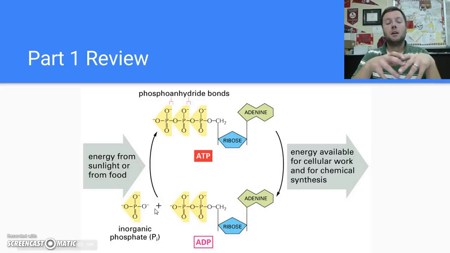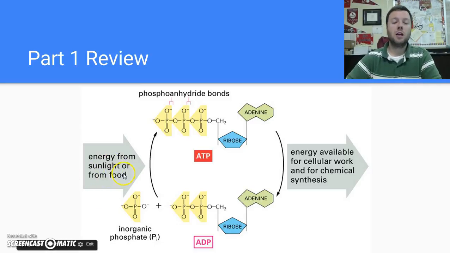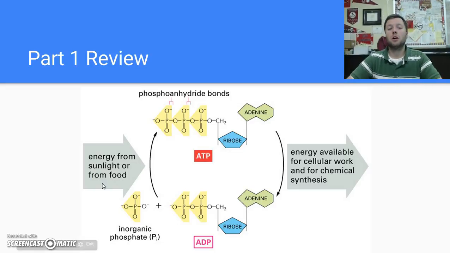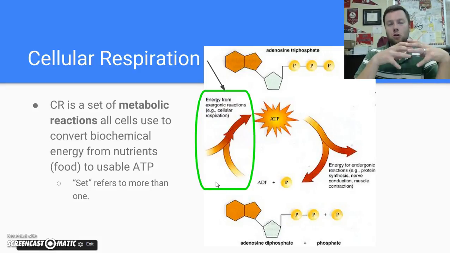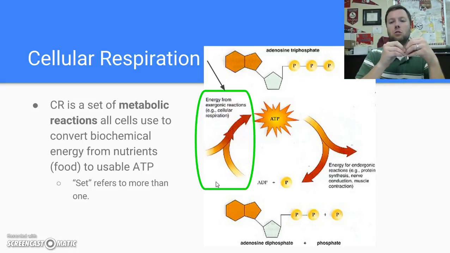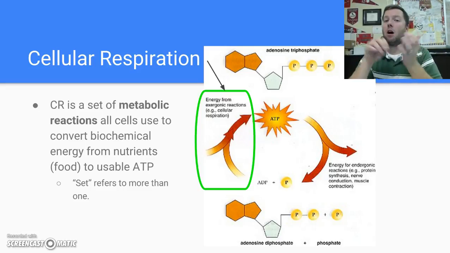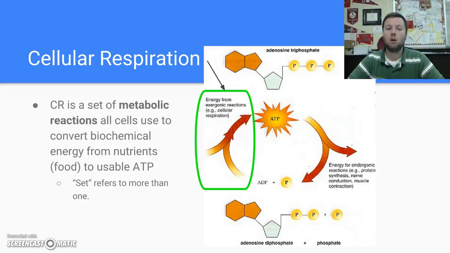Well, how do we take the inorganic phosphate, which is 1, and the ADP, which is 2, and stick them back together to make ATP all over again? You need energy from sunlight if you're talking about plants, or from food if you're talking about animals, which is what we're going to talk about today. We're going to talk about this process right here in the green box. That's energy from glucose mainly is going to be used to phosphorylate, or put that inorganic phosphate back on ADP, to make ATP all over again.